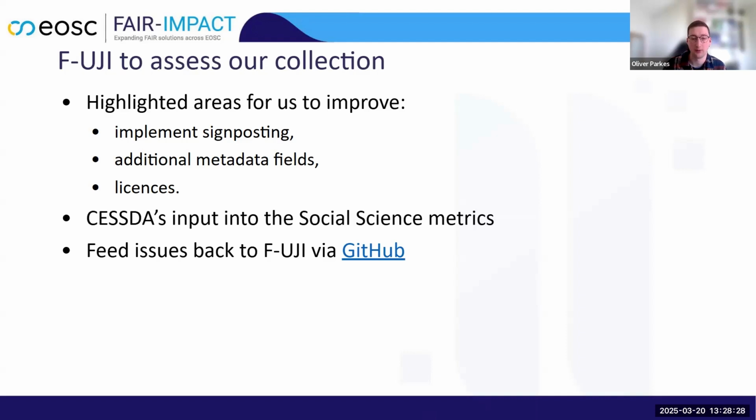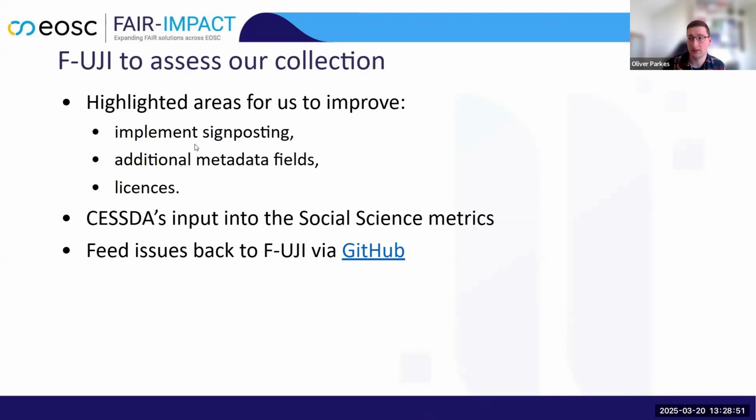Perhaps we can discuss that in the question and answer session later, because I lost track. But in terms of yourselves as repositories that might not be part of FAIR-IMPACT, I'd recommend using F-UJI's GitHub to raise issues and comments, and the link is available on the slides.